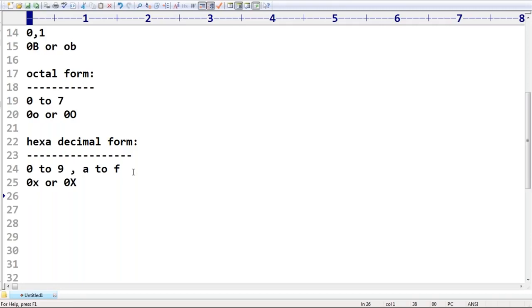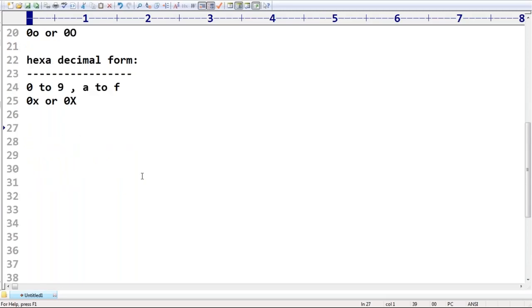So for the integral type, these are the various forms allowed. Now, what is the next thing to discuss? As a programmer, you can specify either decimal form, octal form, binary form, or hexadecimal form. But Python is always going to provide the value in decimal form only. I even covered that in the last session.